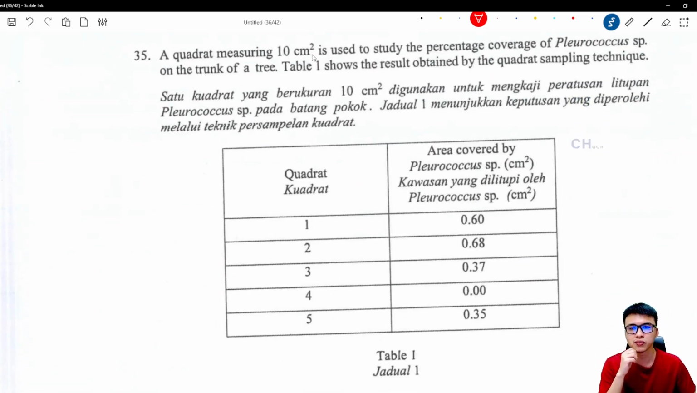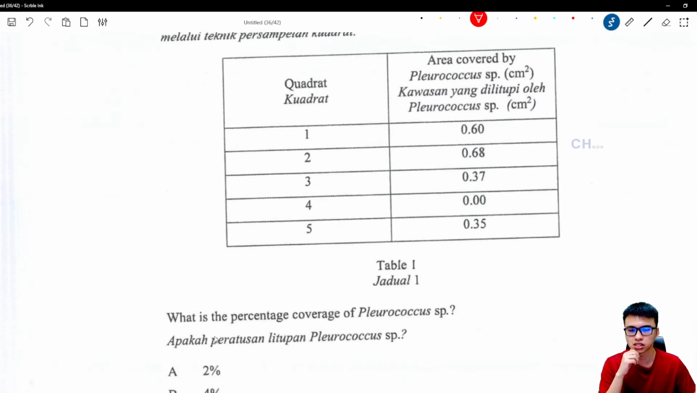Question 25. A quadrant measuring 10 cm square is used to study percentage of coverage. Okay, then we have the quadrant sampling technique here. What is the percentage coverage? Okay, guys, when the question is asking you the percentage coverage, you need to memorize the formula. Without using the formula, you are not going to answer these questions. In biology, we have around 5 or 6 formulas to memorize. So make sure you memorize all the formulas in the biology textbook.